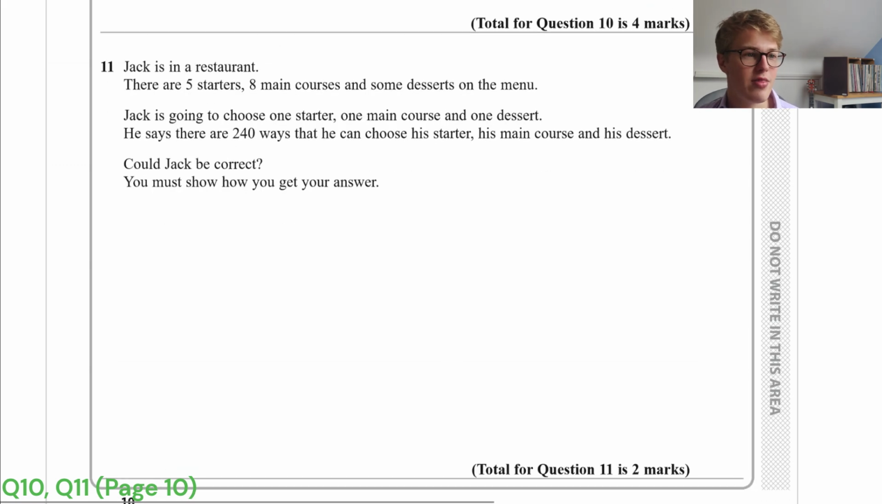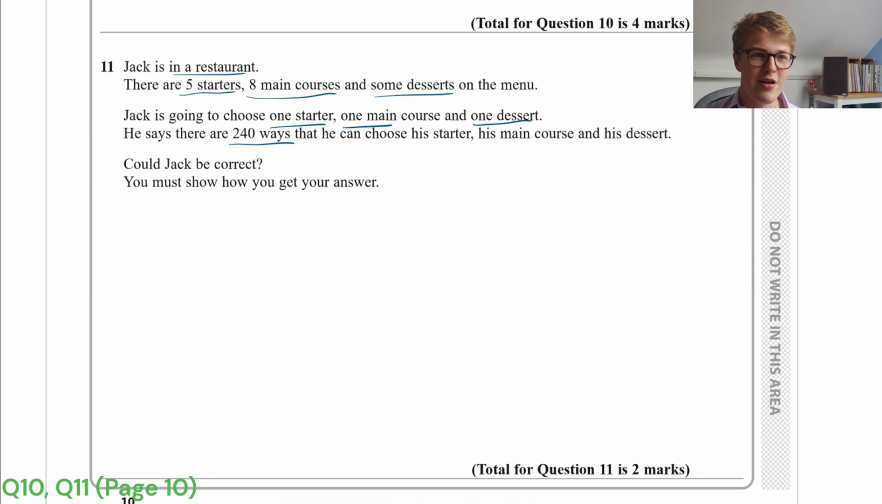Jack is in a restaurant. There are 5 starters, 8 main courses and some desserts on the menu. Jack is going to choose 1 starter, 1 main and 1 dessert. He says there are 240 ways that he can choose his starter, his main course and his dessert. Could Jack be correct? You must show how you got your answer.